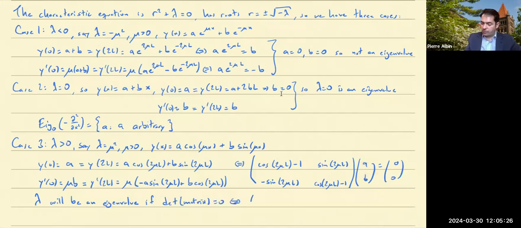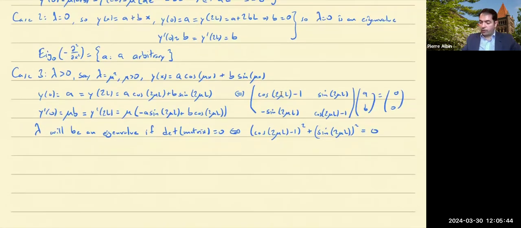Right, and the determinant of this matrix is (cosine 2μL − 1)² + (sine 2μL)². We want that to be equal to 0. So we have two real numbers squared adding up to 0. That means they each have to be equal to 0. So this will happen precisely when cosine of 2μL is 1 and sine of 2μL is 0.